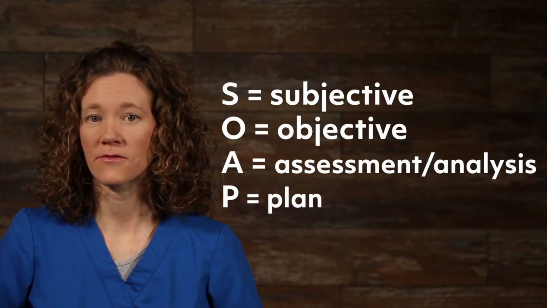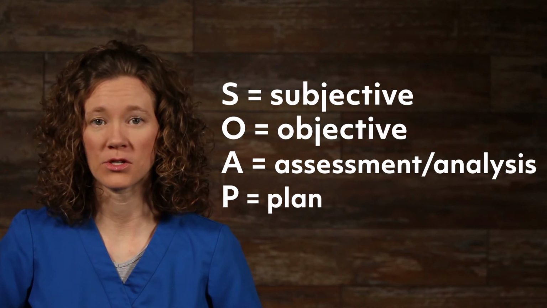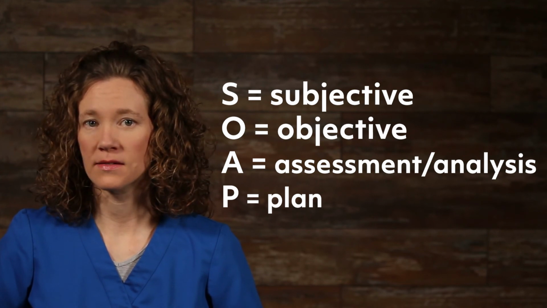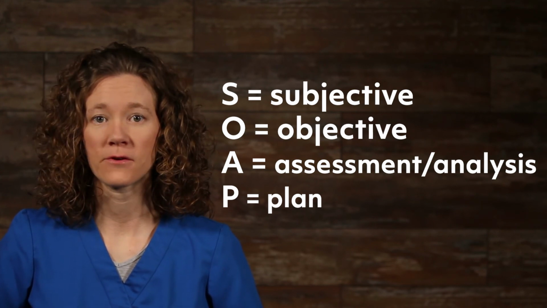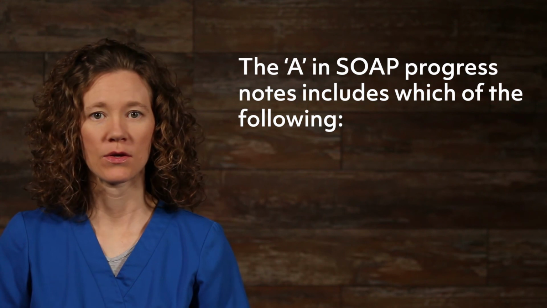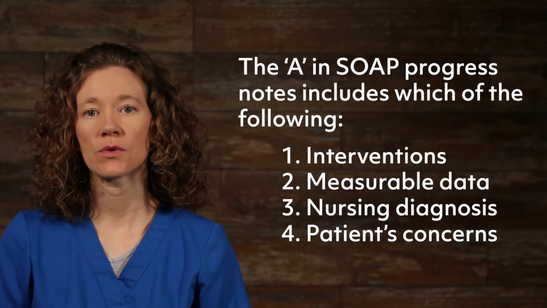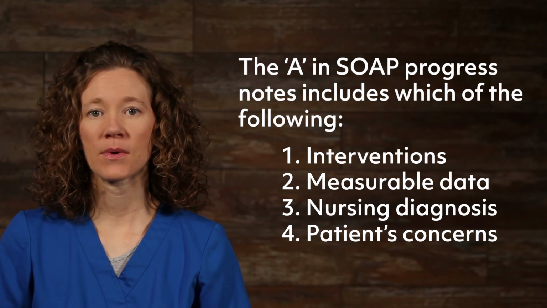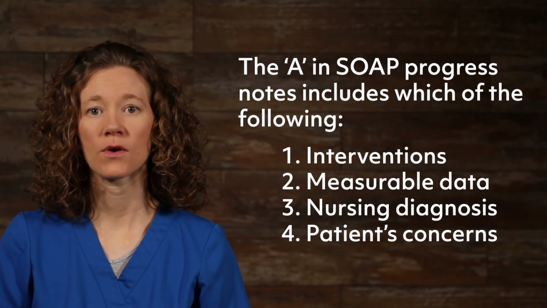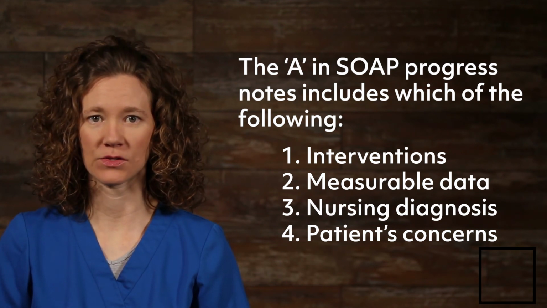Remember, S for subjective, O for objective, A for analysis and assessment, P for plan. Here's a question to get you thinking. The A in SOAP progress notes includes which of the following? 1. Interventions, 2. Measurable data, 3. Nursing diagnosis, or 4. Patient complaints and concerns.